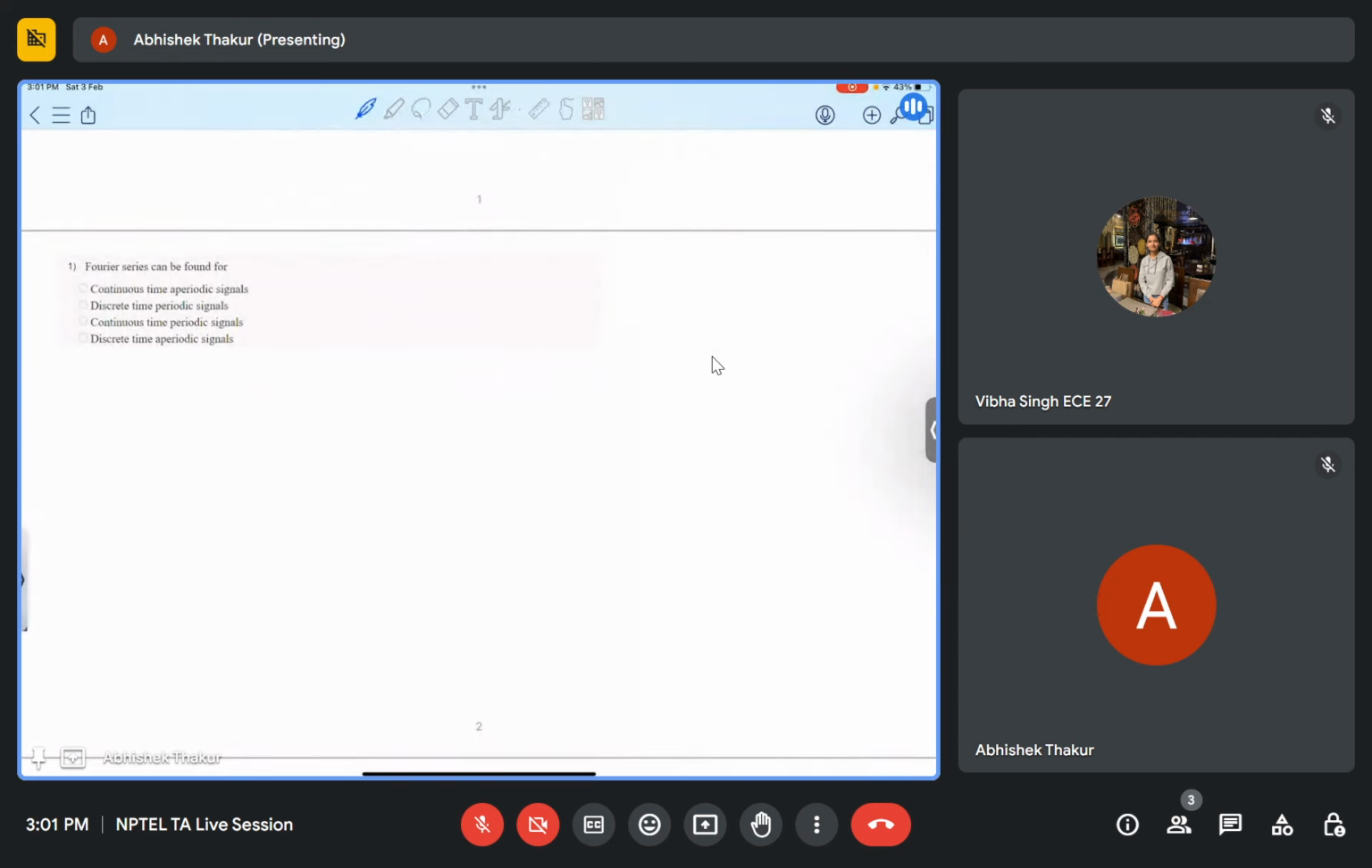So, the first question is: Fourier series can be found for. We all know that Fourier series is found for the continuous time periodic signal. So Fourier series is found for continuous time and periodic signal. So option C is the correct option for the first question.